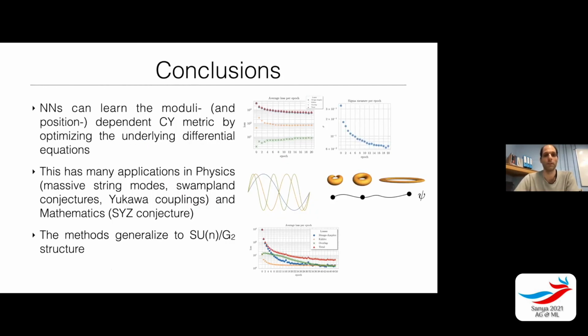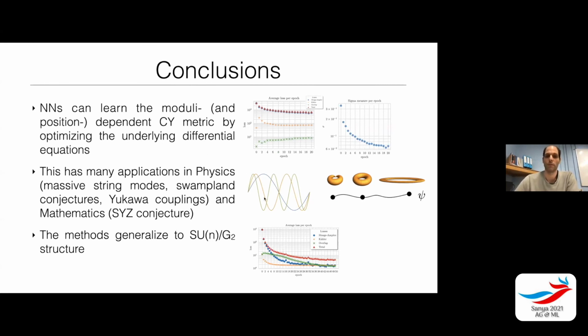Okay, let me conclude. So neural networks can learn moduli and position-dependent Calabi-Yau metrics by optimizing the underlying differential equations, as we have seen. Meaning, we now have a way of phrasing this just as a continuous optimization task and obtaining these types of metrics. And this has very many important applications.